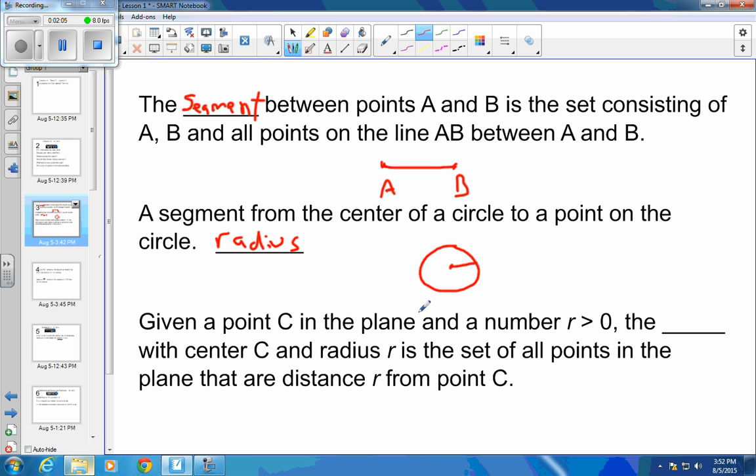Given a point C on the plane and a number R greater than 0, the blank with center C and radius R is the set of points. So if we are center C and we want all the points that are the same distance, R distance, from the center, these are all the same distance from the center, and you end up with a circle. So the idea here is to get familiar with exact wording and how precise you have to be to really define something.